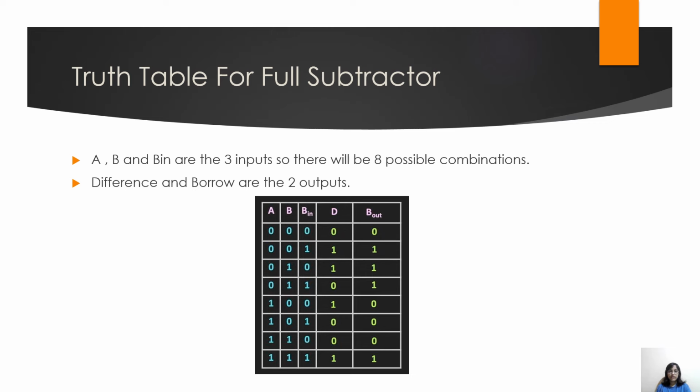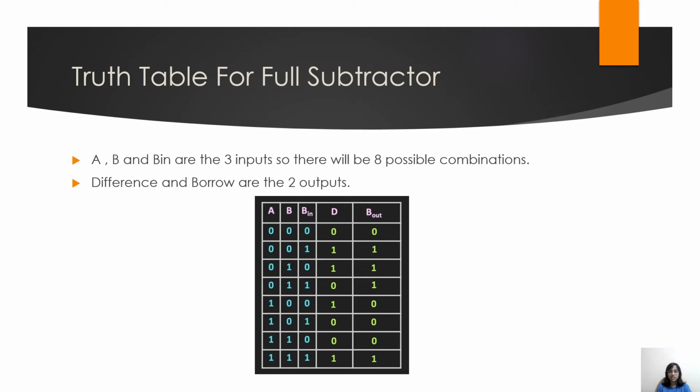Since there are three inputs A, B and Bin, there will be 8 possible combinations, and D and Bout are the two outputs. When all the three inputs are 0, the difference and borrow output will be 0. When A and B are 0 and Bin is 1, so 0 minus 0 is 0, so 0 minus 1 is 1 with a carry. So the difference will be 1 and borrow also will be 1.